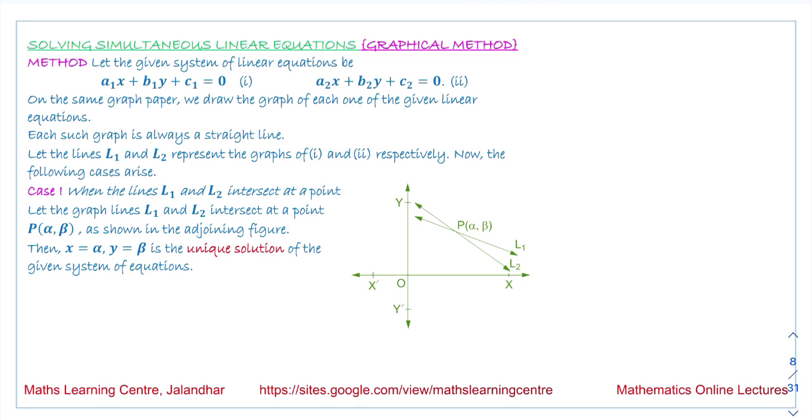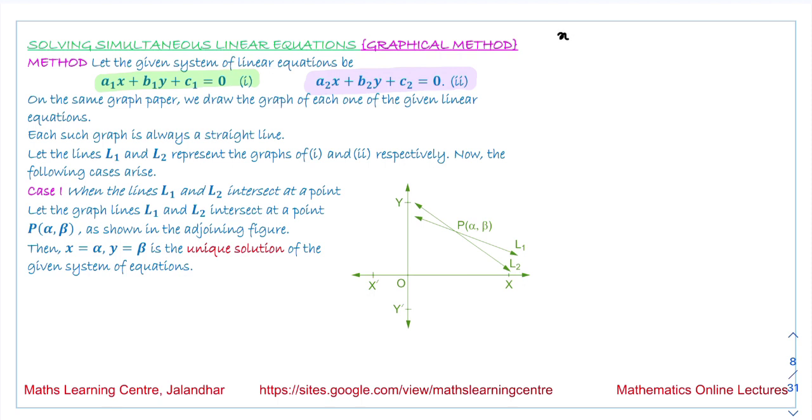Now suppose we are given two linear equations. One is a1x plus b1y plus c1 is equal to 0. This is equation number 1. Second is a2x plus b2y plus c2 is equal to 0. This is equation number 2. We plot the graph of both these equations. We know how we plot the graph.